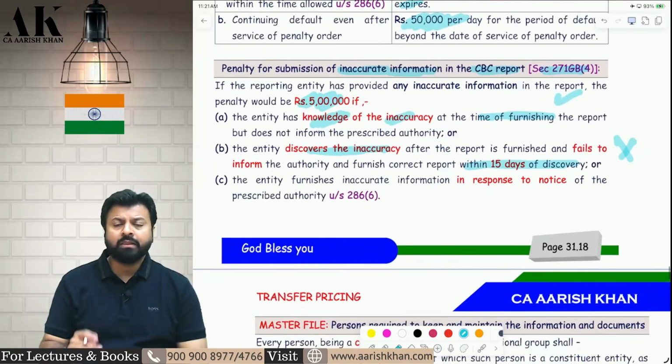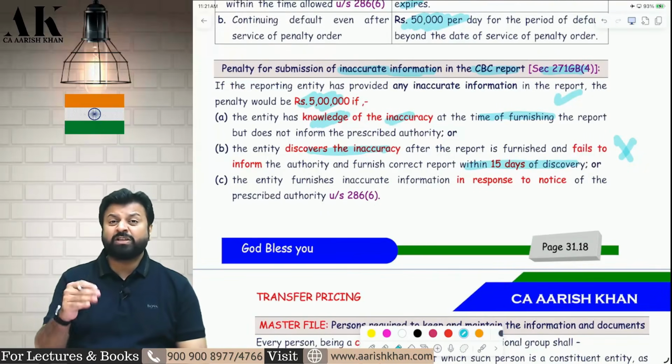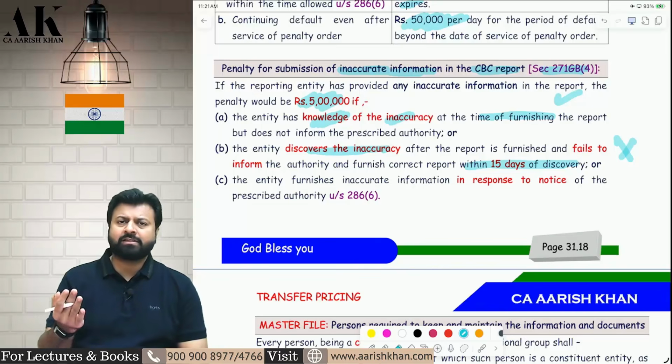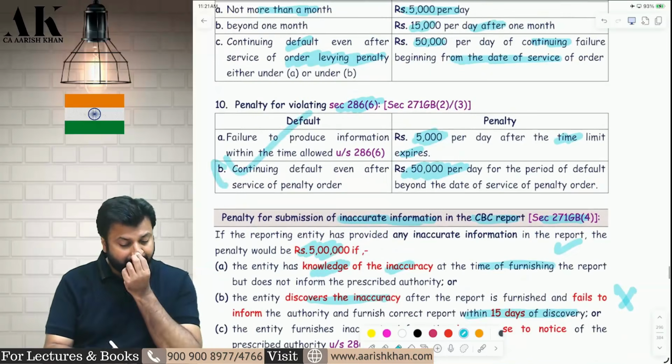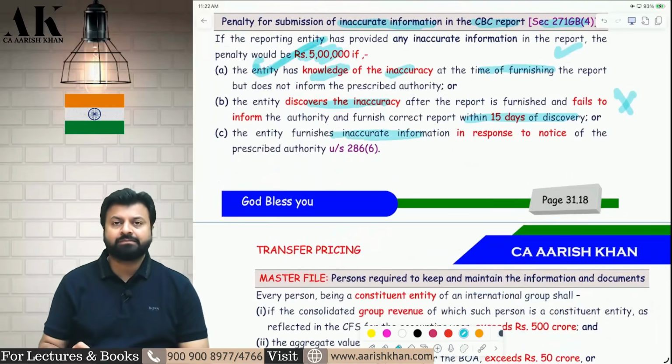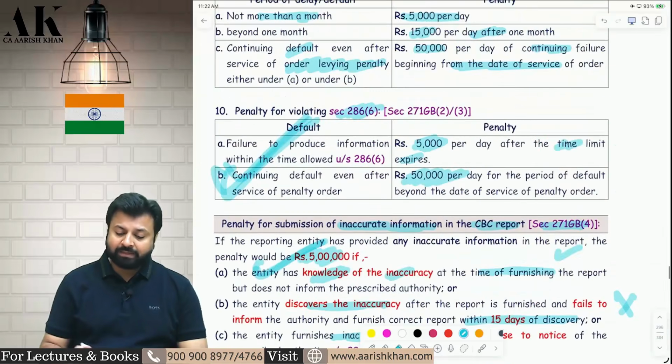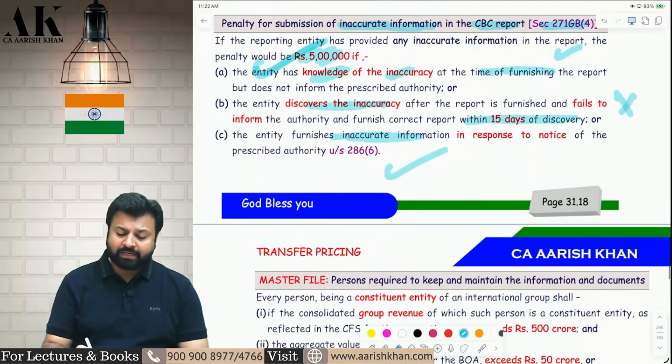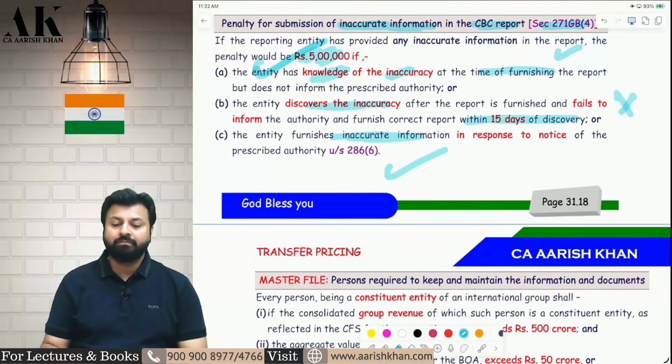Third, the Joint Commissioner under 286 subsection 6, the last subsection, asks for some information which you have to furnish within 30 plus 30 days. If you don't furnish, then this penalty is imposed. But if you furnish and give inaccurate information, then this penalty will be imposed. So for non-furnishing, 5,000 and 50,000. And for wrong furnishing, it is 5 lakh rupees. I hope it is clear to all of you.